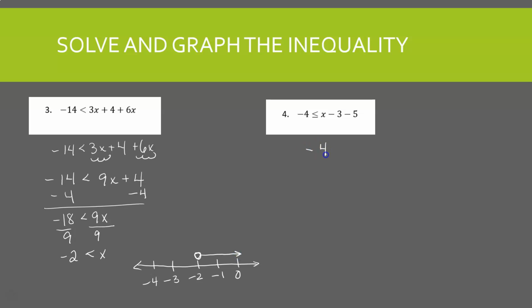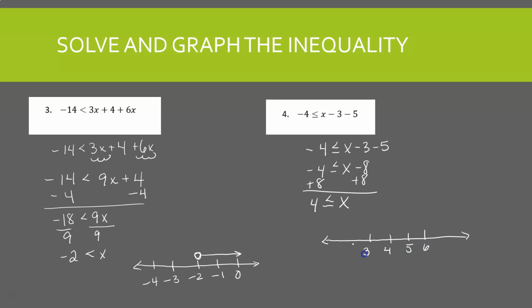Okay, this one is negative 4 is less than or equal to x minus 3 minus 5. Let's combine those to be negative 8. I'm going to add 8. So I have 4 is less than or equal to x. So I'm going to have a solid dot because it's greater than or equal to, and here are the numbers that are greater than or equal to 4. Okay, I'm going to stop here.